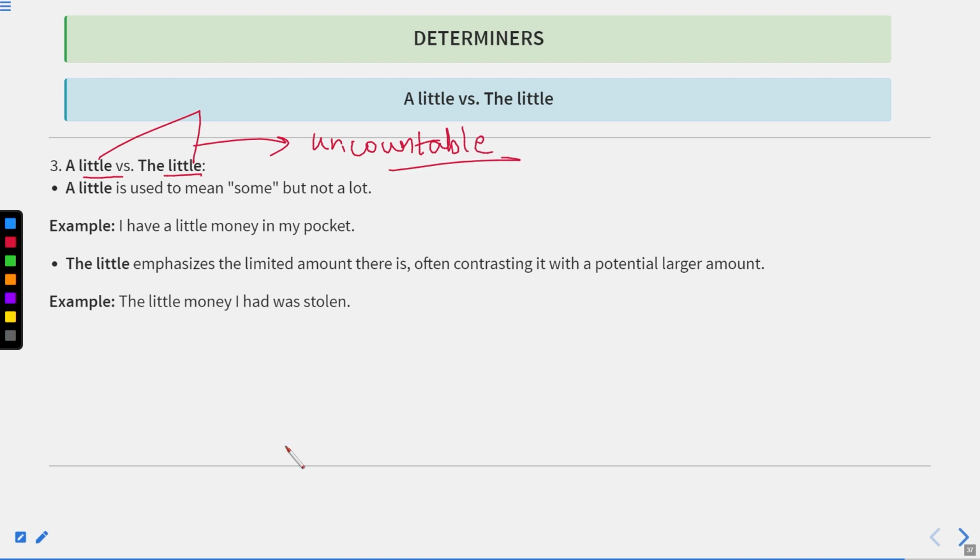I have a little money in my pocket. Now money is uncountable, so we have used a little. It means some money in my pocket. A little is just equal to some, whereas the little is equal to sufficient. The little emphasizes the limited amount there is, often contrasting it with a potentially larger amount. It means that it is sufficient, but it has the potential to be larger. The little money I had was stolen. It means the entire extent of money which I have, all the money I had, was stolen.